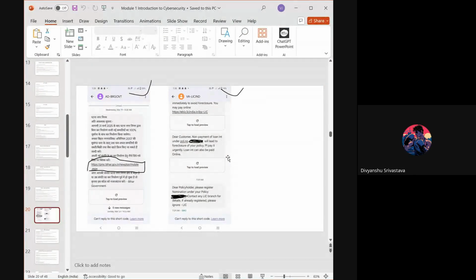Yes, sir. So we have two screenshots here. Can you tell me which one is legitimate and which one is fake? Sir, the left one is fake. The left one, you mean the Patna Nagar Nigam one? Yes, it starts from AD.